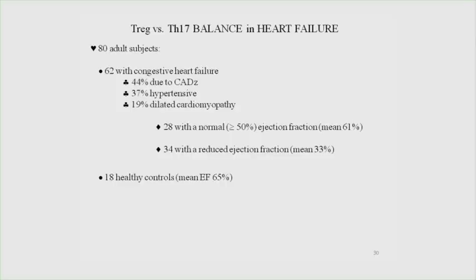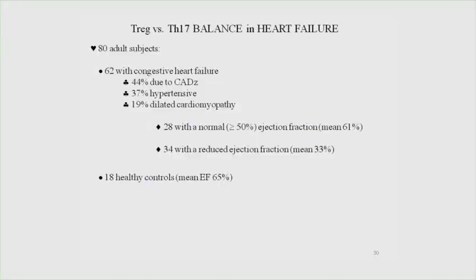So heart failure is associated with this Th1, Th17 inappropriate immune response. Another study, 80 adults, 18 healthy controls, 62 with congestive heart failure. Now, this was a mixed bag group of patients with heart failure. In 44%, it was due to arterial disease, 37% due to long-standing hypertension, 19% with dilated cardiomyopathy. So it's not just one cause of heart failure that's associated with an immune response.